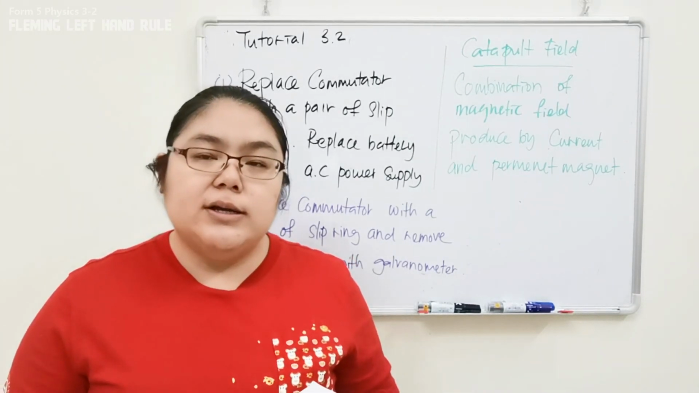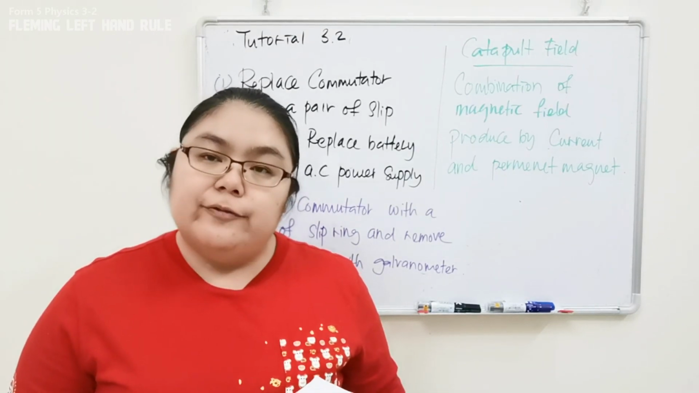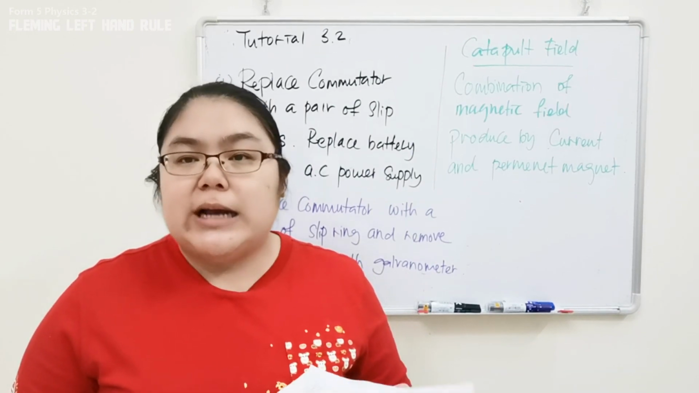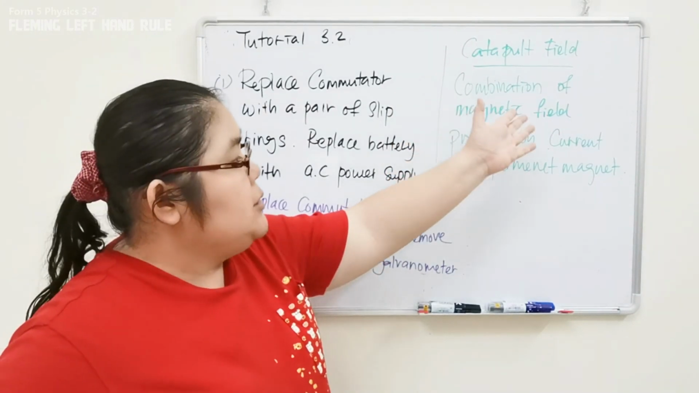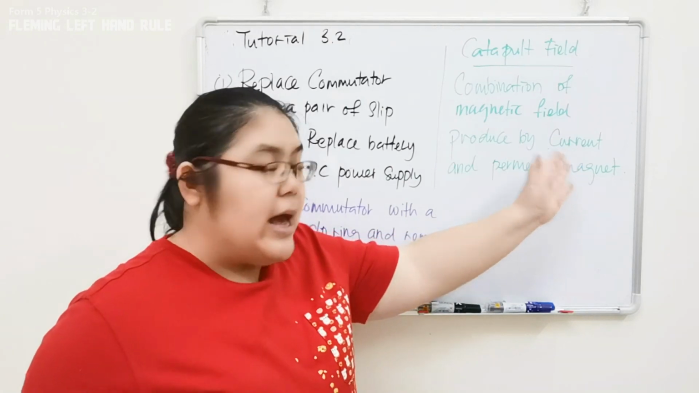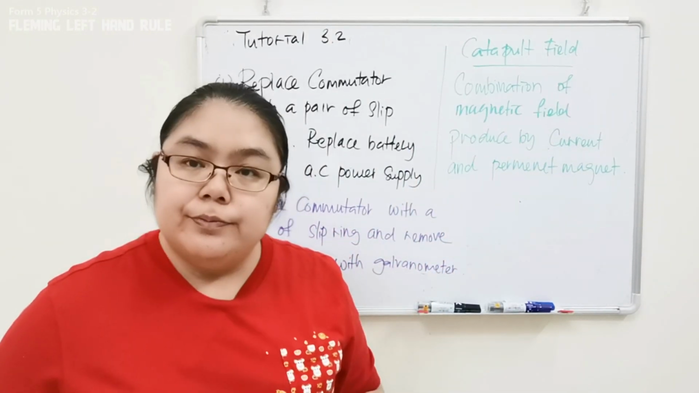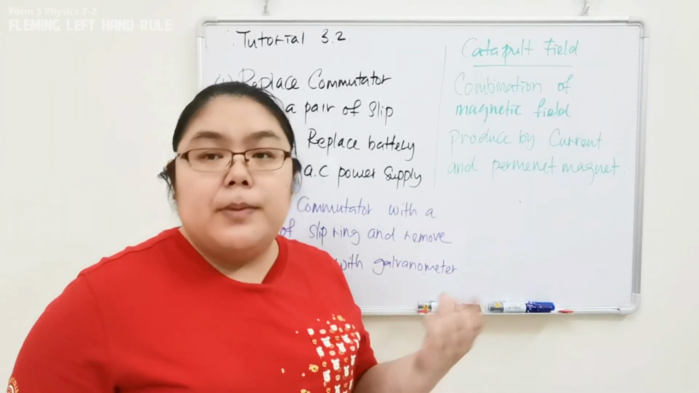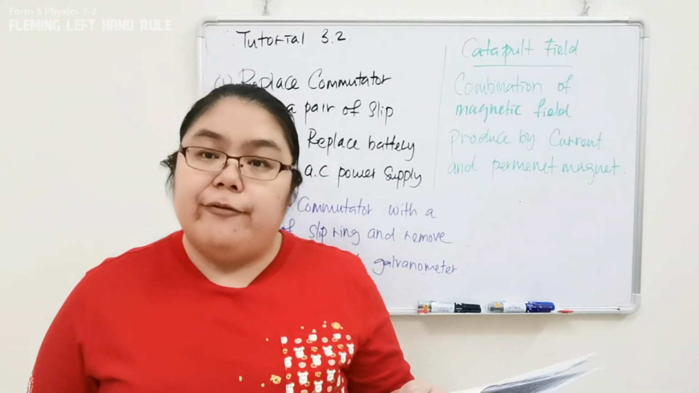Okay, the catapult field: you need to combine the two magnetic fields. Finally, they produce a resultant force. So this catapult field, we answer like this: a combination of magnetic fields from where? Produced by the current and also the permanent magnet. So this one we call the catapult field. The magnetic field from the current and the magnetic field from the permanent magnet, combined together, we call it a catapult field.